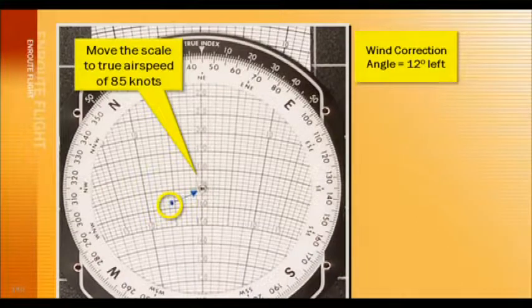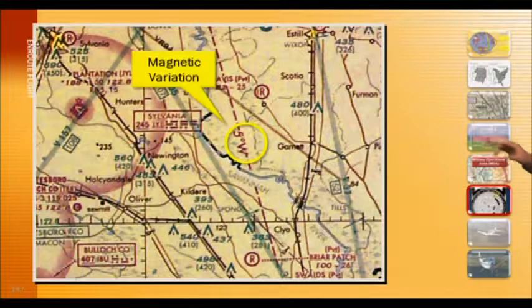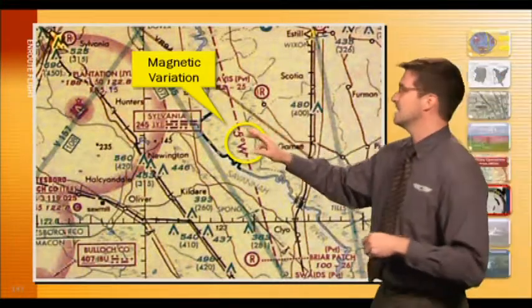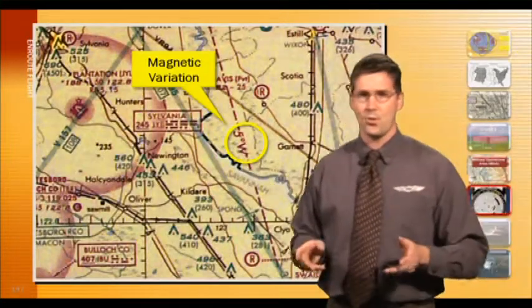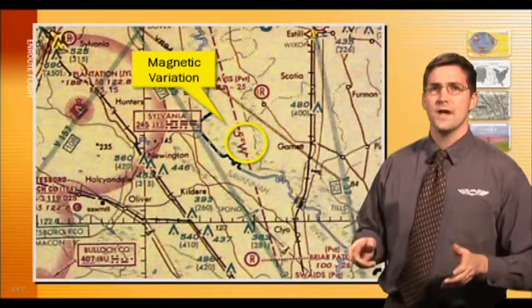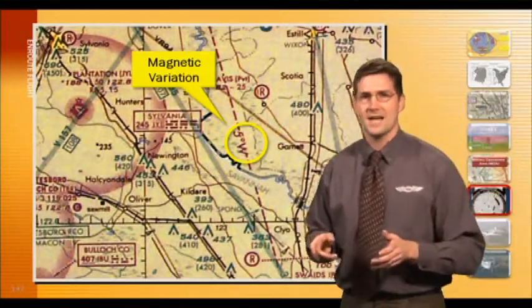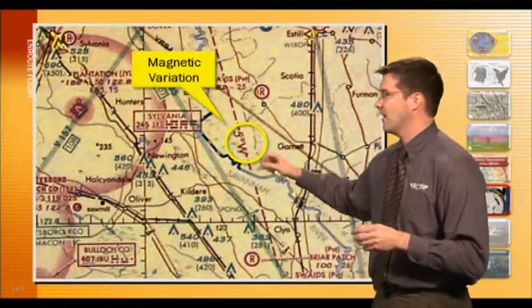Here's the ground speed up. Notice there's a tailwind. In this case, it's a 12-degree left wind correction angle. It's time to compute the magnetic variation. Here are the isogonic lines, and in this instance, it indicates a 5-degree west isogonic line. Remember, west is best, east is least. In this case, with a west heading on west isogonic lines, we'd add that to our true heading. So in this case, we add 5 degrees.